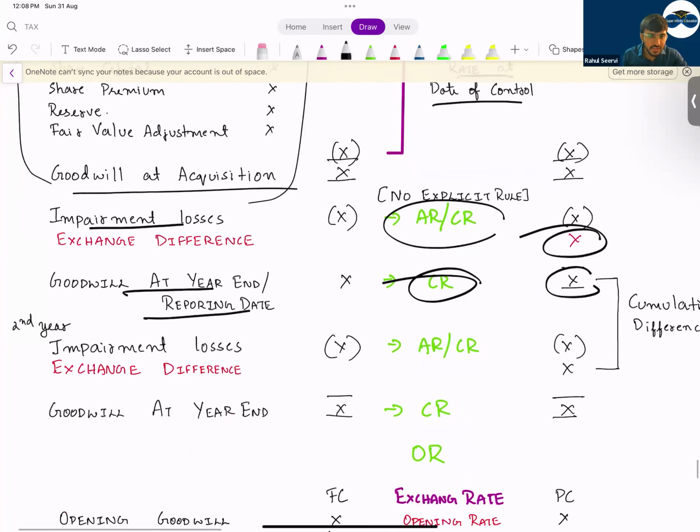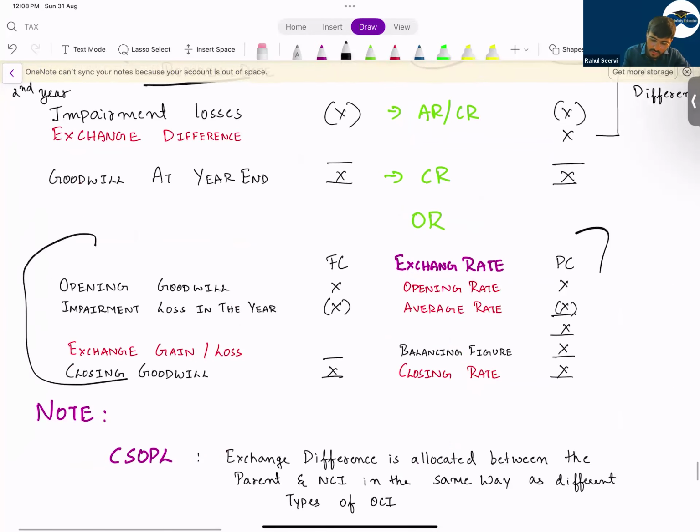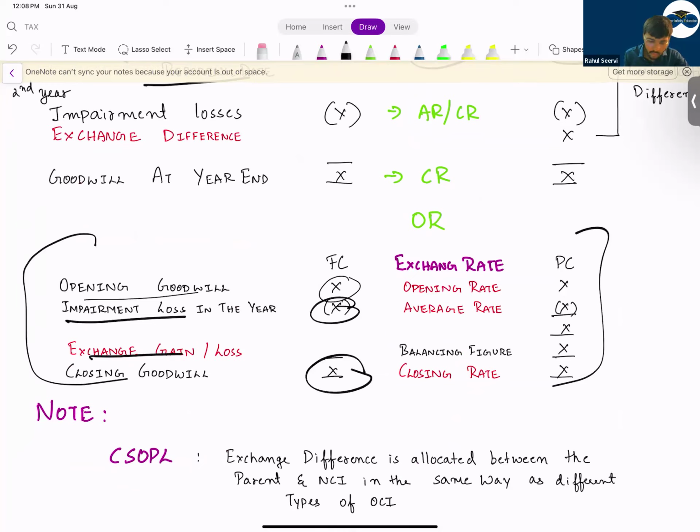exchange gain or loss. So the easiest method is to do what? The easiest method is this one. See, you write down the opening goodwill in foreign currency. Impairment you write down, the exchange gain or loss will be the balancing figure, and closing you'll record. So the exchange rate, what is the exchange rate? Opening rate, closing rate, average rate. Now this is the value, this is the value. You compare these two figures, whatever is the difference will be your exchange gain or loss.